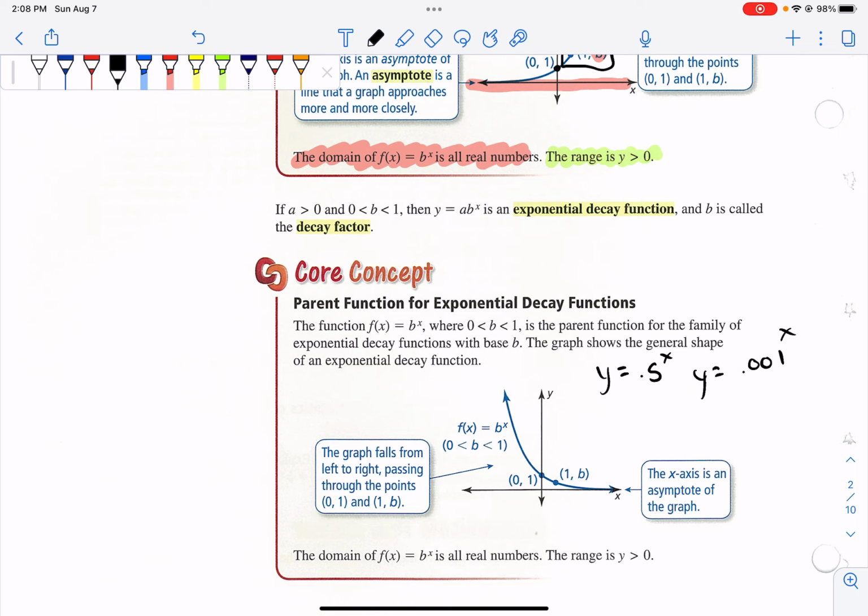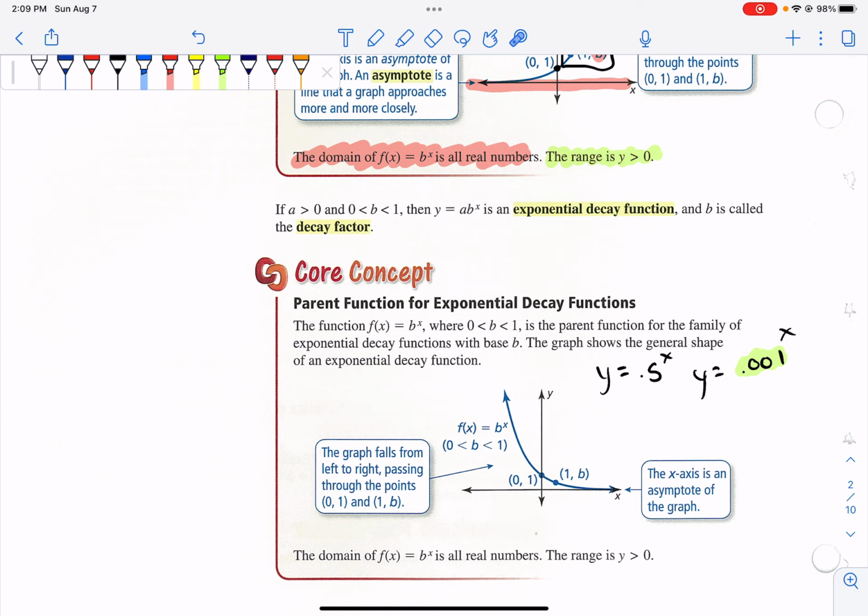So if this value is smaller than 1, I have exponential decay. If it's bigger than 1, I have exponential growth. Now this function right here is my exponential decay function. I still have the point (0,1). I still cross at (0,1). Whatever my b value is, that's still where my x equals 1. That's still a point on the graph.